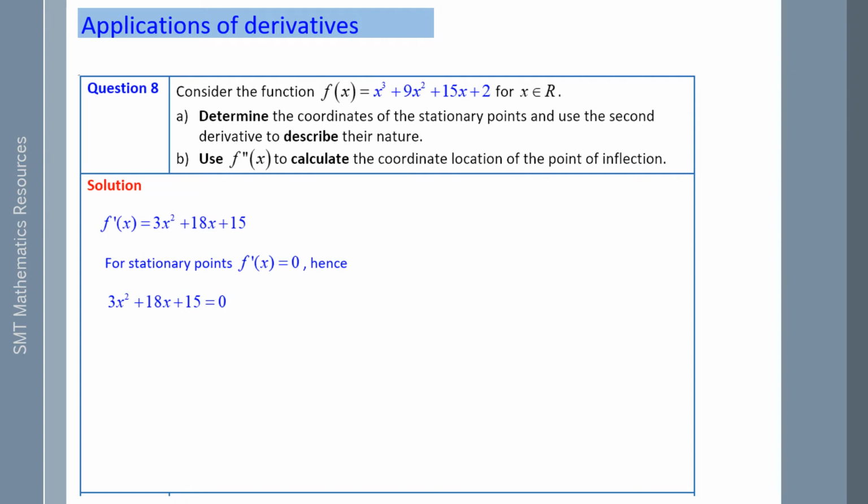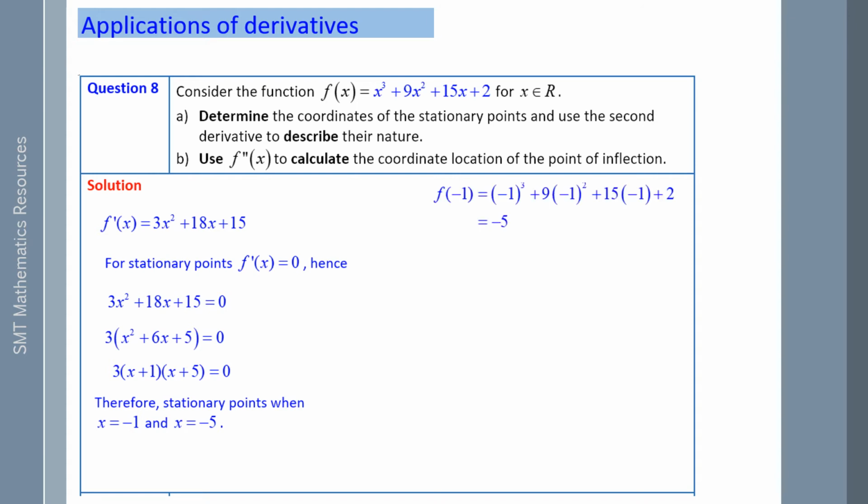We have a quadratic. I'm going to factorize out the 3. Now I can simply factorize x squared plus 6x plus 5, which is x plus 1 multiplied by x plus 5. Null factor law, my solutions are negative 1 and negative 5. Those are the stationary points. And where they occur is me subbing those two values into the original function. At negative 1, my y value is negative 5. At negative 5, the y value is 27.